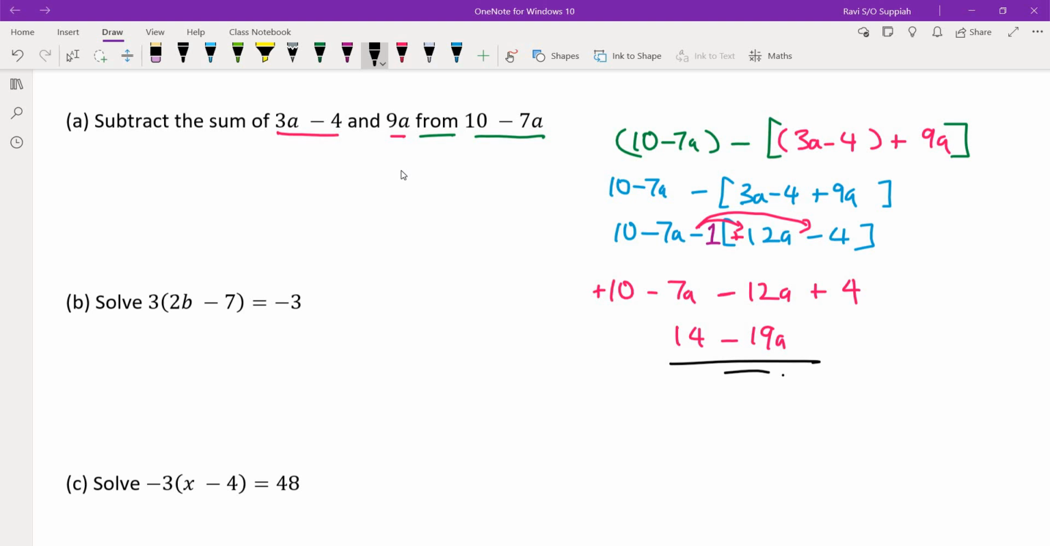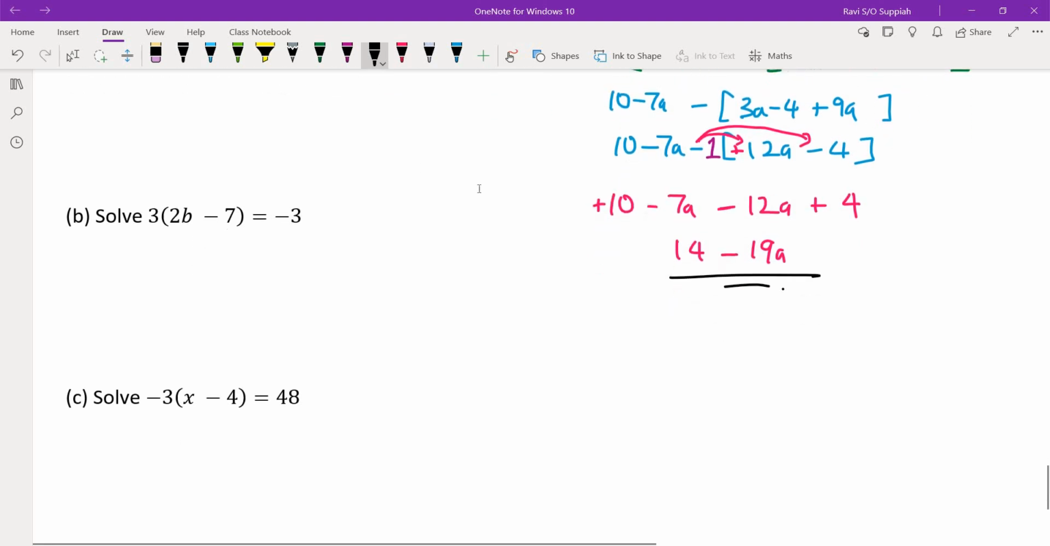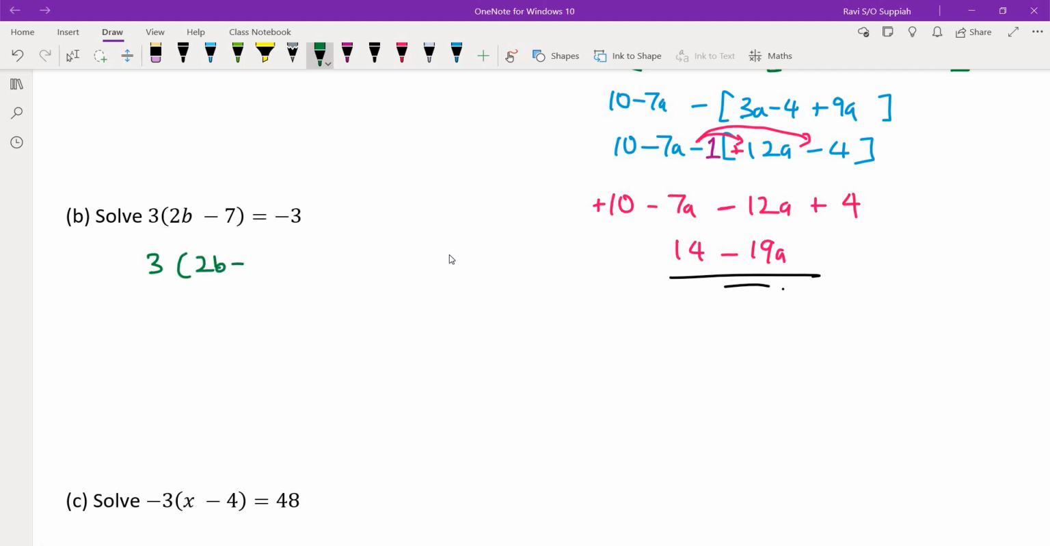All right, so the next question here, maybe I'll create a bit more space. Solve 3 into 2b minus 7 equals to minus 3. So the first thing we're going to do is again open up the brackets. This is a plus and this is a plus, so plus and plus will give me plus.